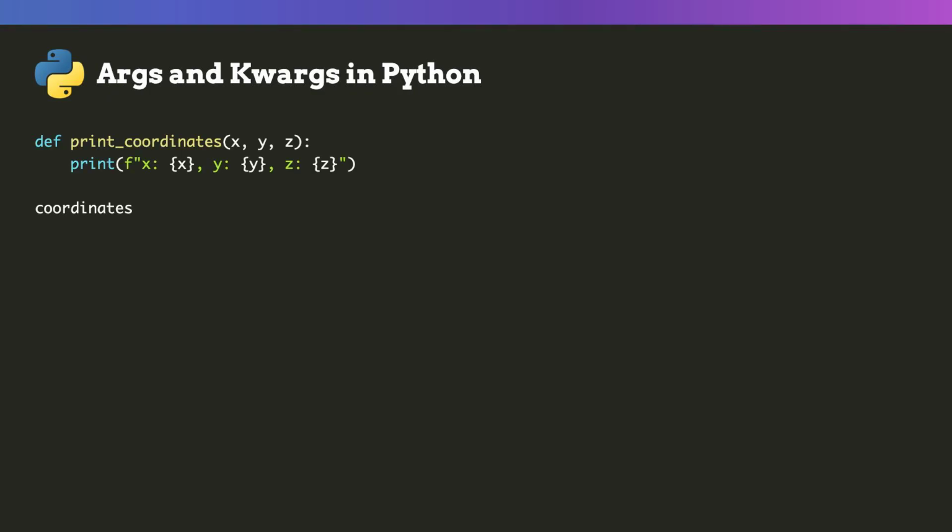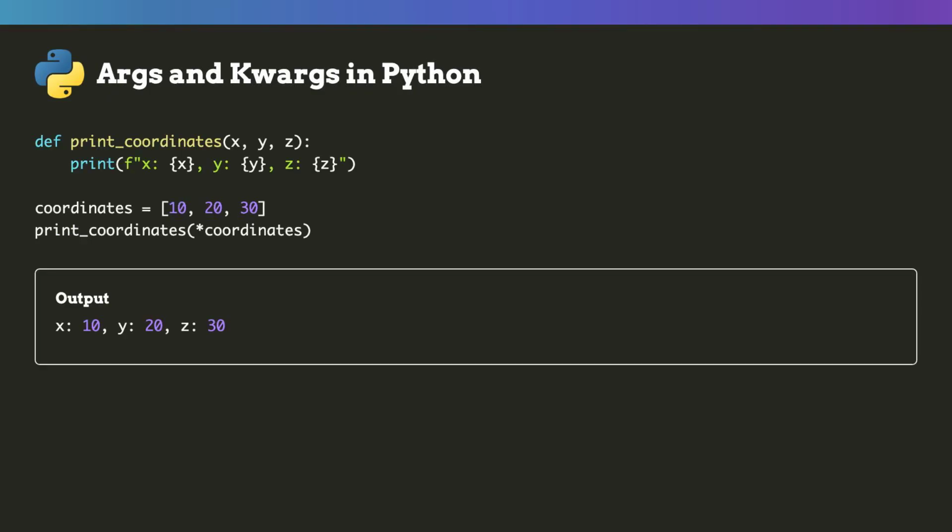Lastly, just as function arguments can be collected into special parameters for a function, using star and double star can also help input values from a list or dictionary into a function. We call this unpacking. In this code, star coordinates unpacks the x, y, and z values from our list into positional arguments for our function.